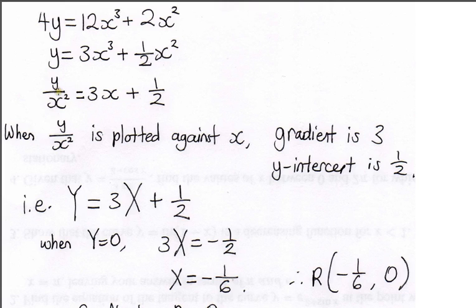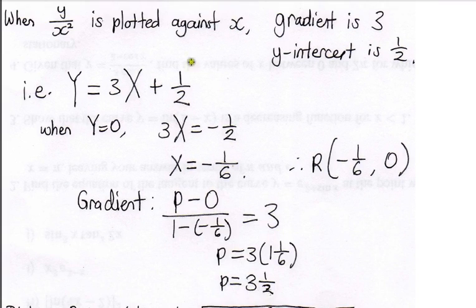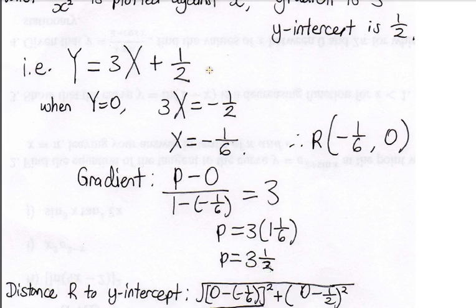So when y over x squared is plotted against x, as we can see from this equation, the m, or the gradient, is 3, and the corresponding y-intercept is half. So let us look at it in the form of a straight line equation where y is equal to 3x plus half. So when y equals 0, that means that the x-intercept, 3x will be equal to negative half. x equals negative 1 over 6, which is the coordinate that we require of R. Negative 1 over 6 and 0.